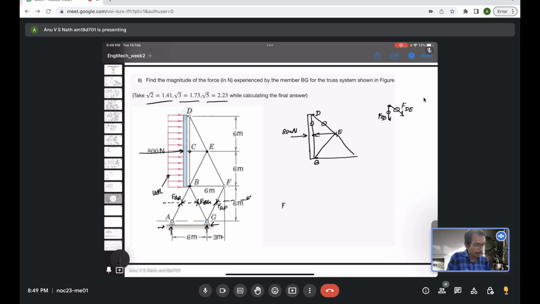Yeah, FBG you will get minus 892 Newton in compression. So I can try this.